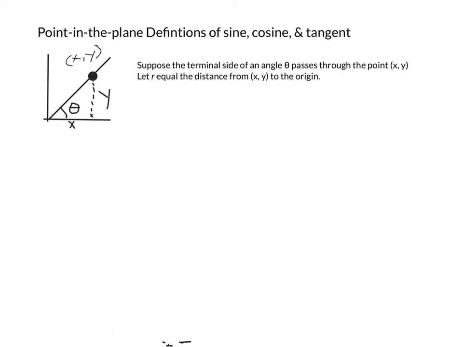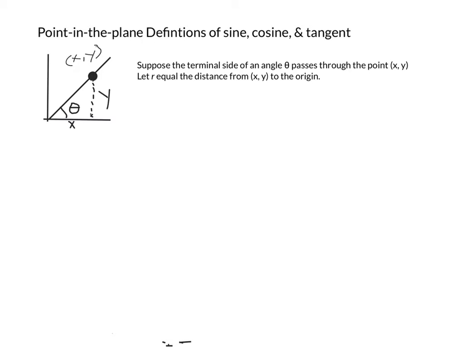All right, so today we have a new way of defining the sine, cosine, and tangent of an angle theta without relying on the unit circle at all. All we need for this is any point (x, y) that the terminal side of our angle theta passes through. So we have an angle, we're just doing it in the first quadrant because it's simplest. It passes through the point (x, y).